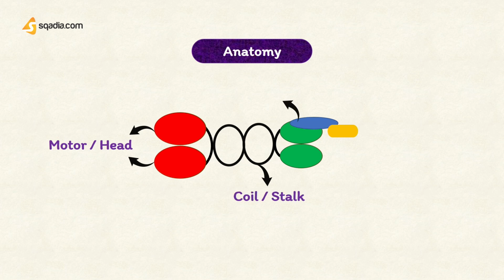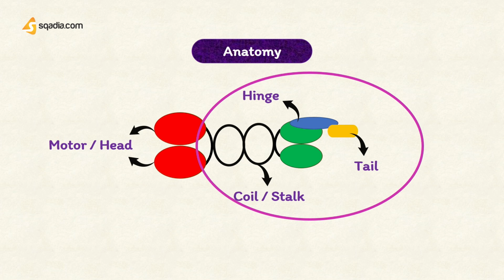A hinge acts as a connection between the stalk and the tail, and mind you, all these parts are protein in nature. Then comes the tail, where the cargo is attached. Cargo is any substance that needs to be transferred via motor proteins. Usually, the head portion of every motor protein remains the same, while the other parts may vary according to the type of motor protein, which we will be discussing in just a bit.